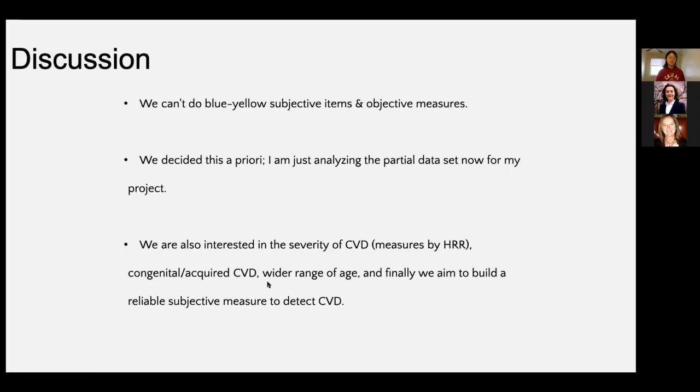And we are also interested to have a wider range of ages, which means that we want to know from what age people can understand their own condition of the CVD, which stands for color vision deficiency, and what is the accuracy at different ages. And finally, we aim to build a reliable subjective measure to detect CVD, which could be used in the future, like in the clinical area, or it's just a pretty efficient inventory for people to use.